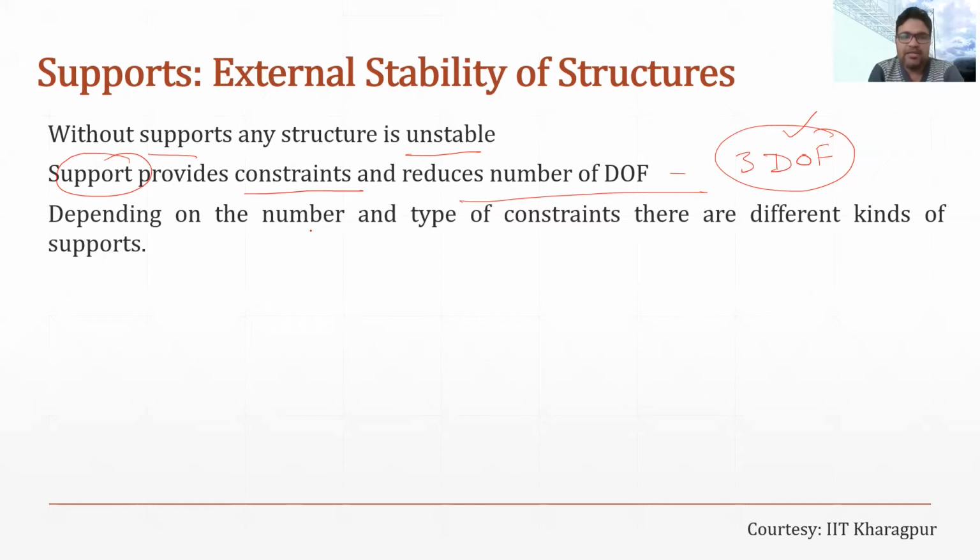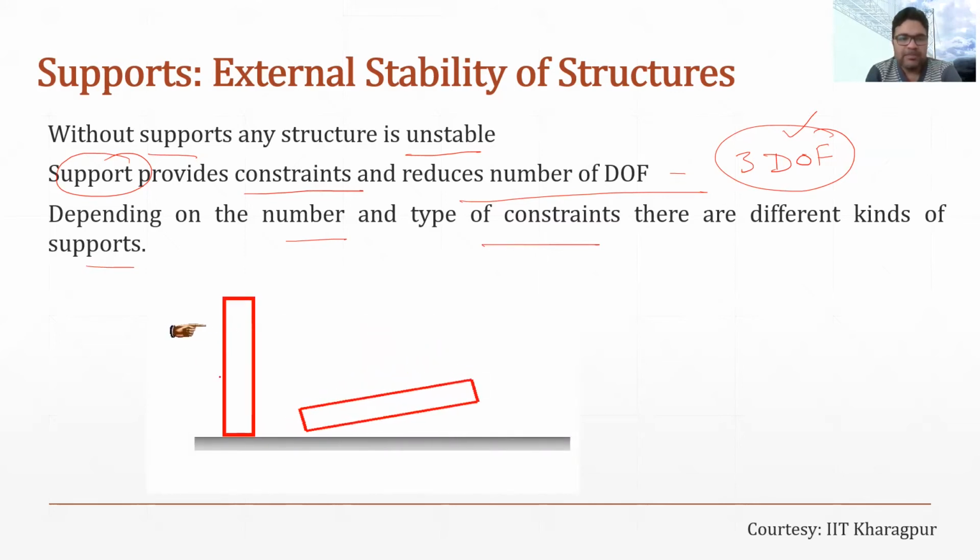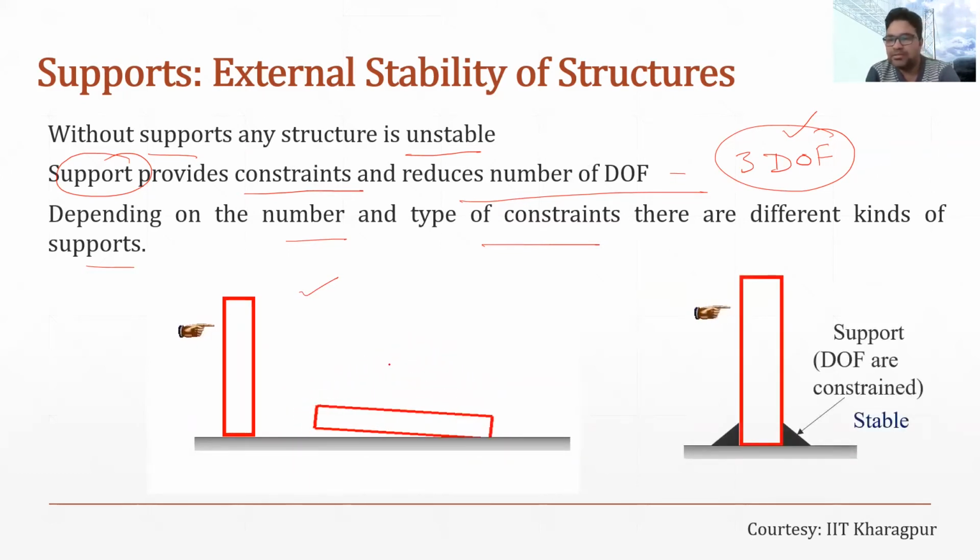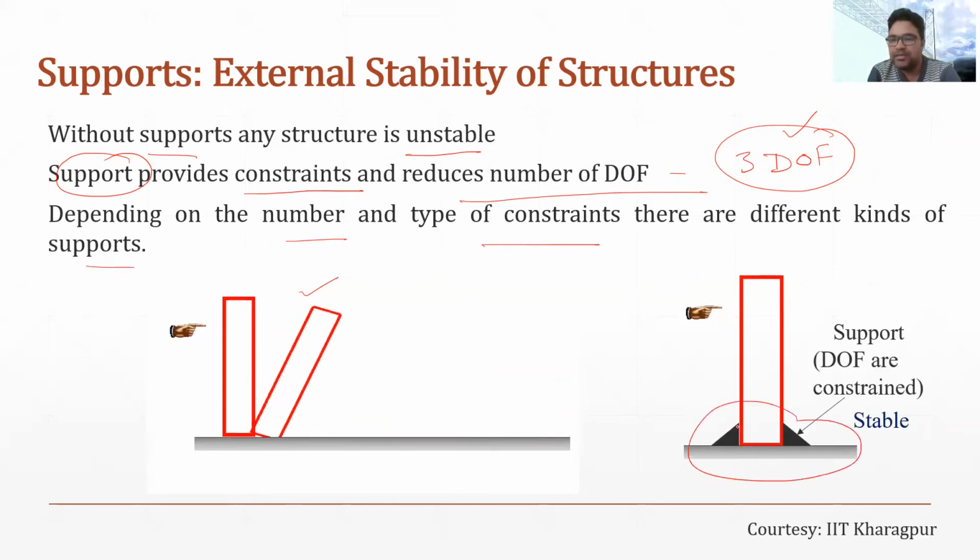So as I said, depending on the number and type of constraints, there are different kinds of support that we will see. In this case, you can see that without providing the support, the building is not in equilibrium. To stop this movement, we provide the support here. You can see we have provided support. Now if we apply the force, the building will not collapse or become unstable. So to make our building stable, we provide supports like this.